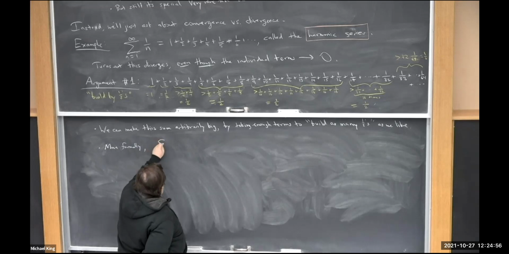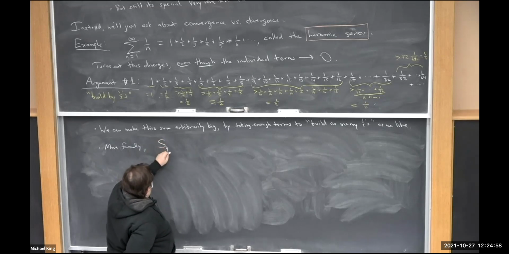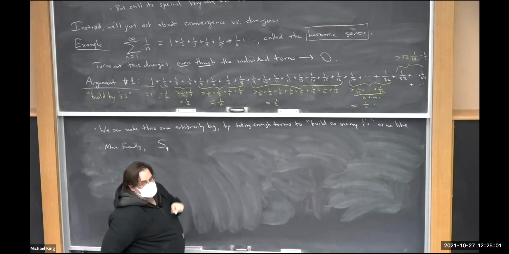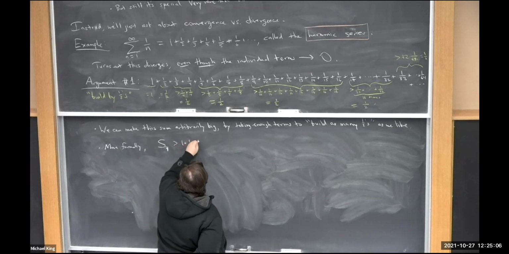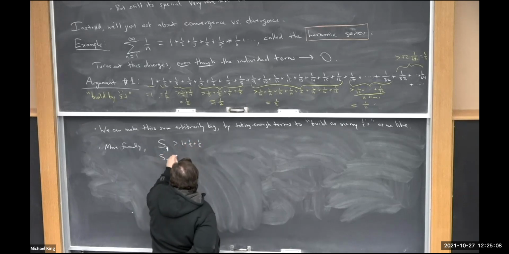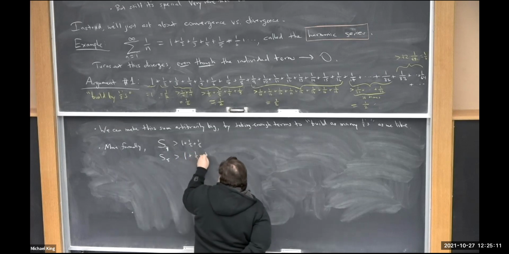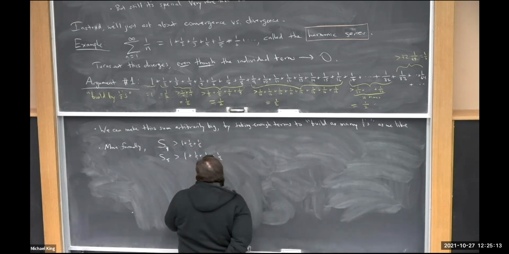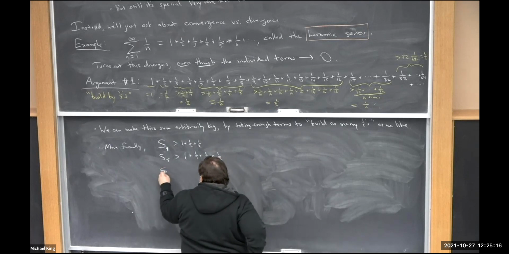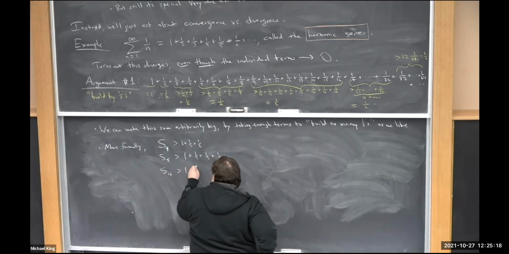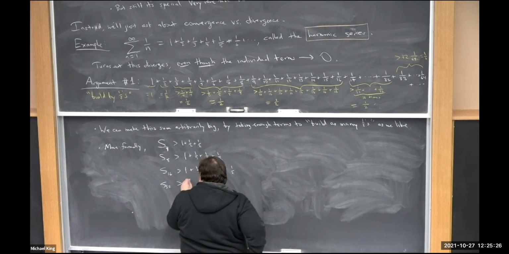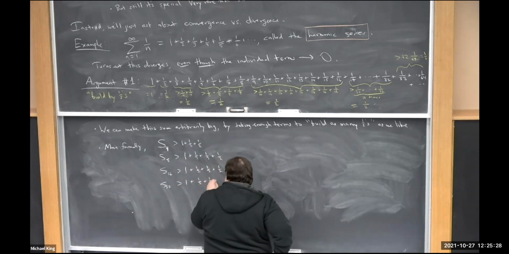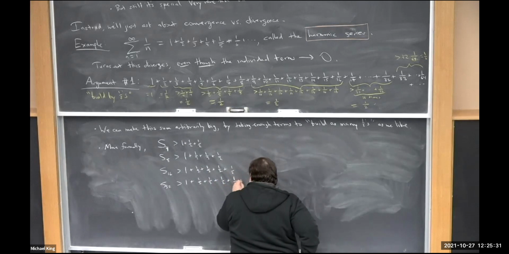that, like here, S4, if I just do those first 4 terms, is greater than 1 plus a half plus a half, right? S8 is greater than 1 plus a half plus a half plus a half, which is 3 halves. S16 is greater than 1 plus a half plus a half plus a half plus a half, which is 4 halves. S32, I really like to beat a dead horse sometimes, don't I?